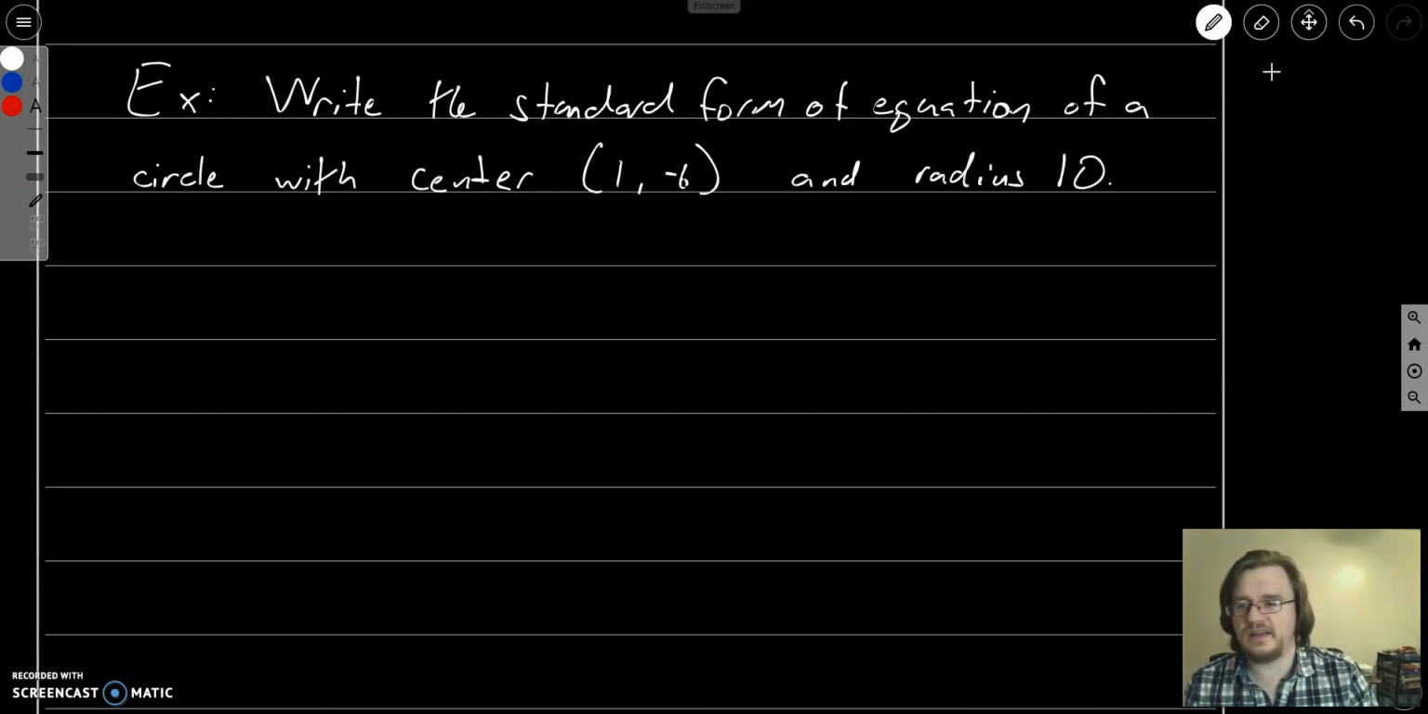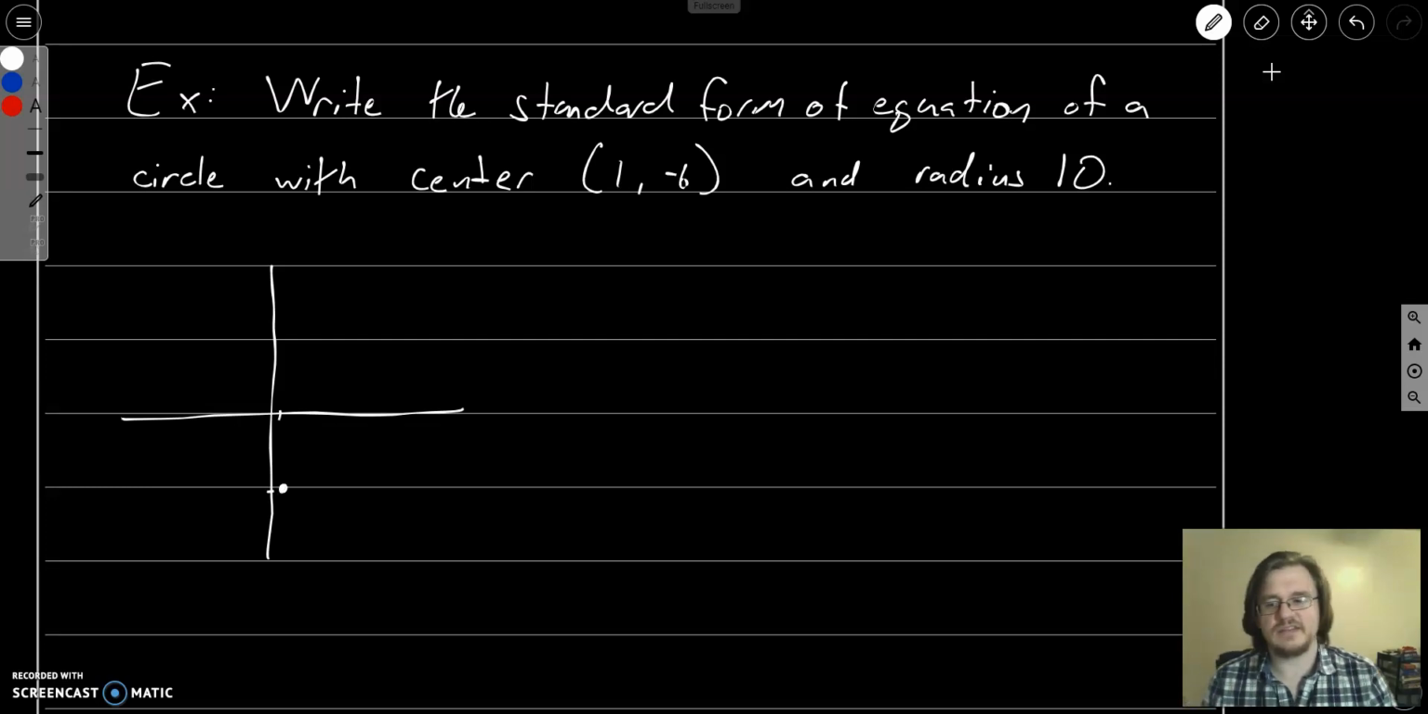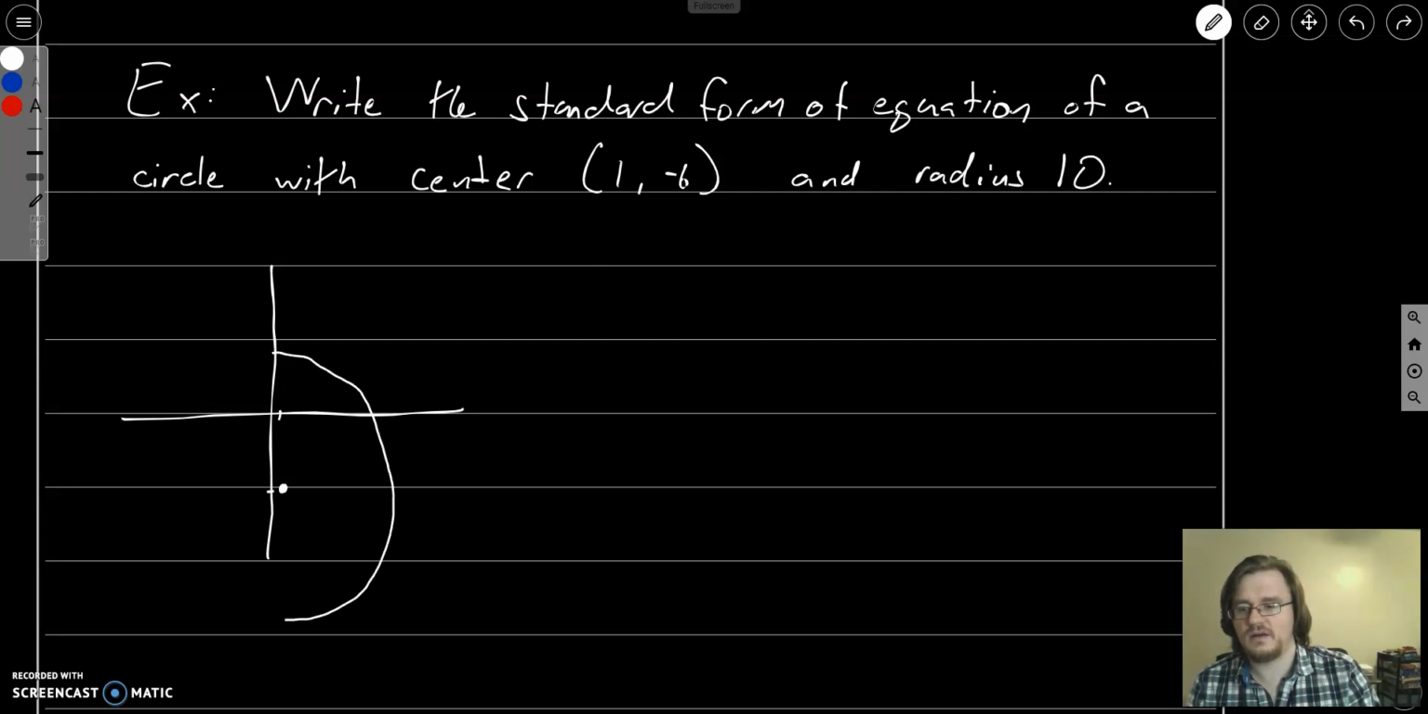And again, here we've got our coordinate system. We'll go to 1, -6, and we'll make these quite small. And then the radius of 10. So the radius, if I go straight up, will cross about here. If I can make a circle, or maybe that's more of an egg shape, but we'll pretend it looks like a circle.